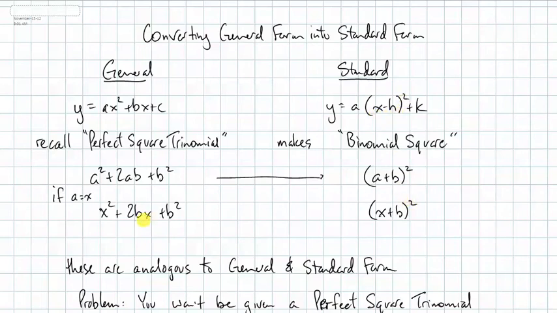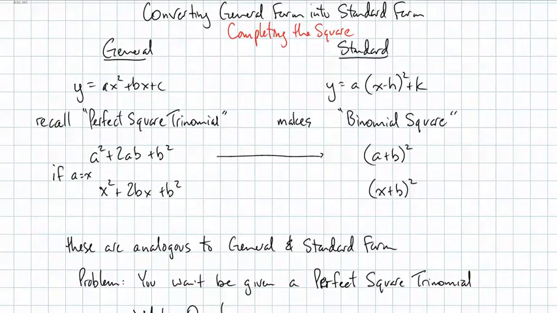So if I'm given something in general form, in order to make it into standard form, I want to think about it as a binomial square, and I want to do something called completing the square. Completing the square is what this topic is often referred to as, going from general into standard form. The reason we would do it is that standard form is easy to graph and get information from. General form, not so much. So we need to recognize some patterns.